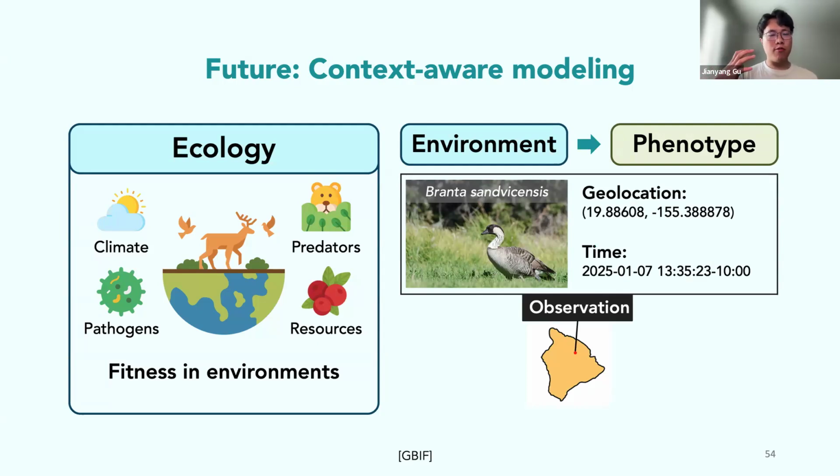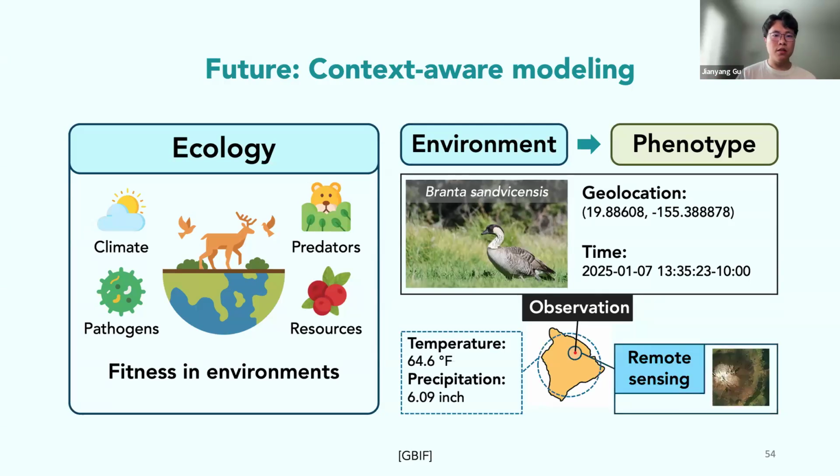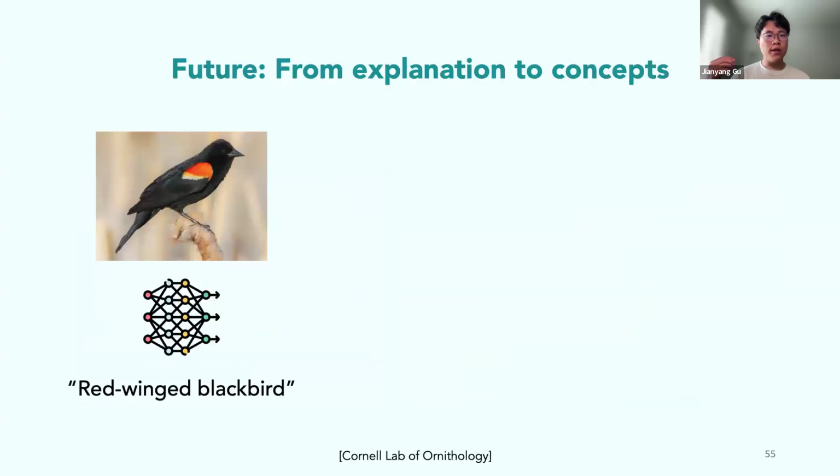For example, in GBIF we have an image, we have its geolocation label, and we have a time label. But beyond these, we want to incorporate more information, such as temperature, precipitation, and even some remote sensing features. This integration can help us better model the underlying reasons for different appearances and their interaction with environments. This is the first step: how do we acquire a context-aware representation?